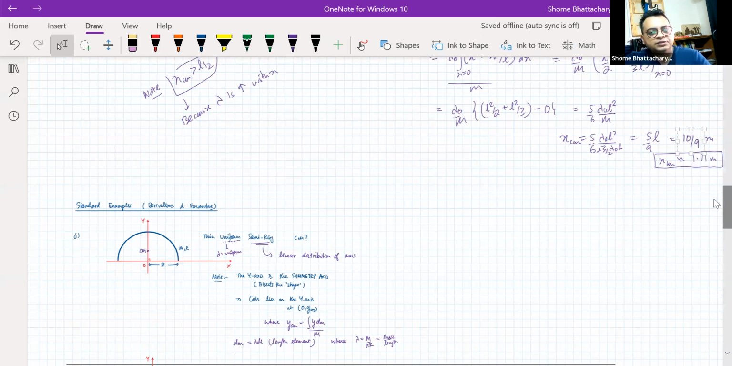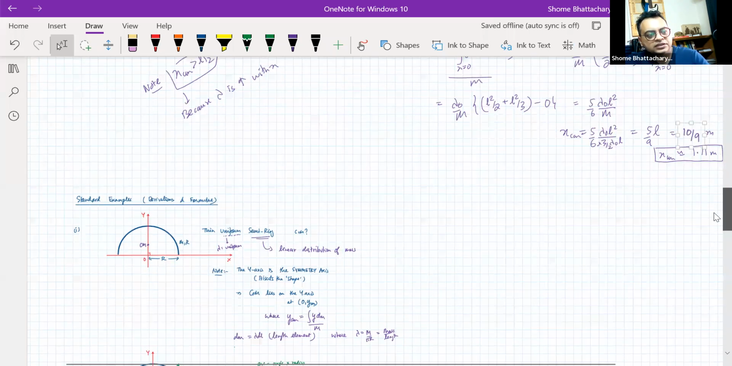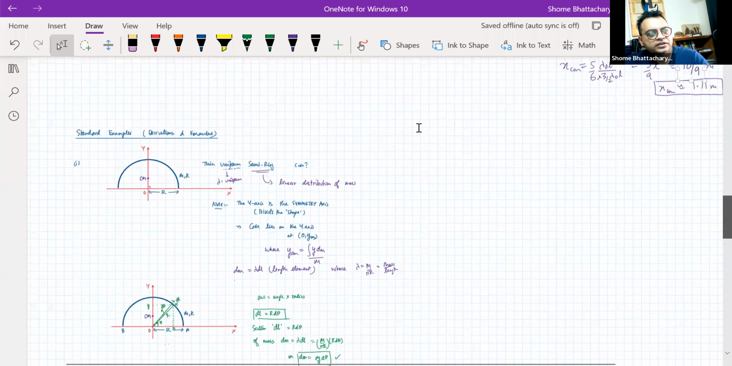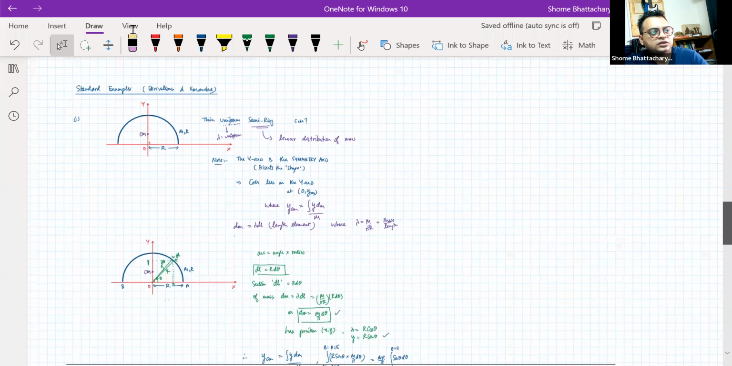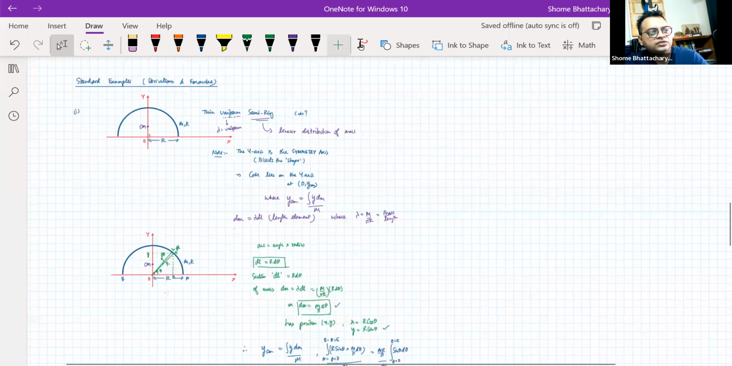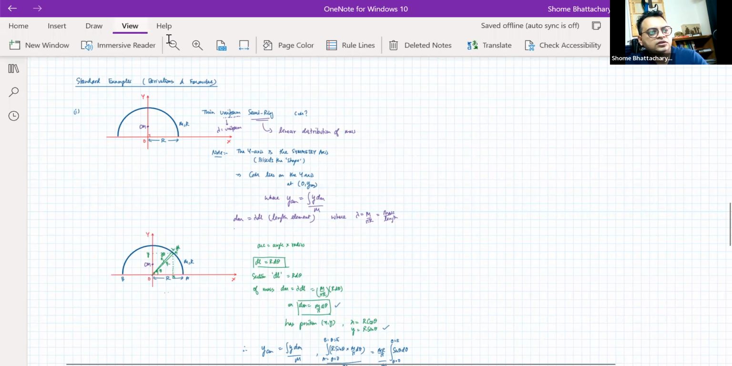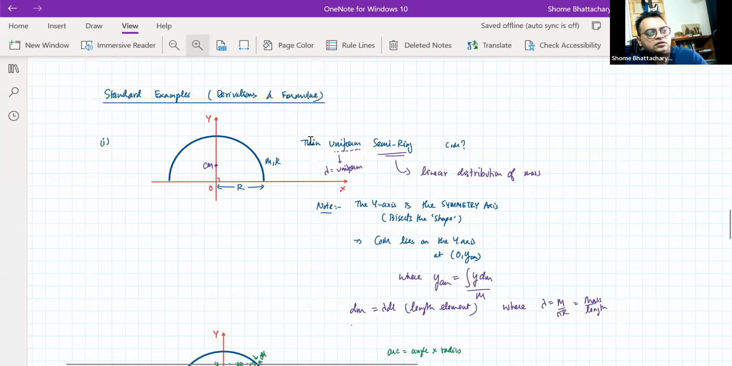Okay, then we came to this final problem yesterday. Let's review this one. And this is one of the standard examples. This is one of the two final problems. So we wanted to find the position of center of mass of a thin uniform wire which is bent into a semicircular arc. So we wanted to find the position of the center of mass of this semicircular arc.